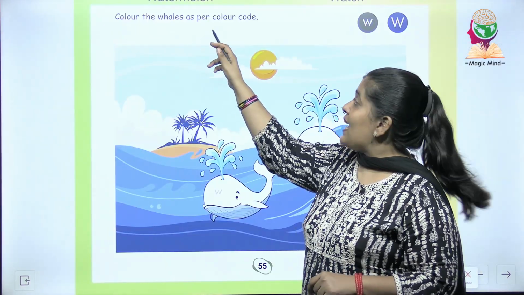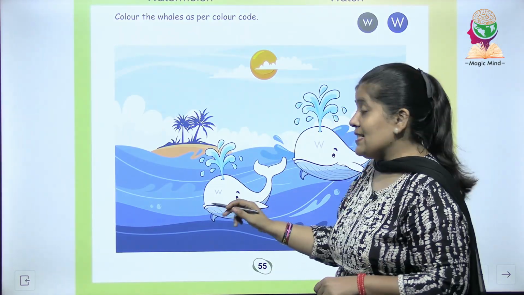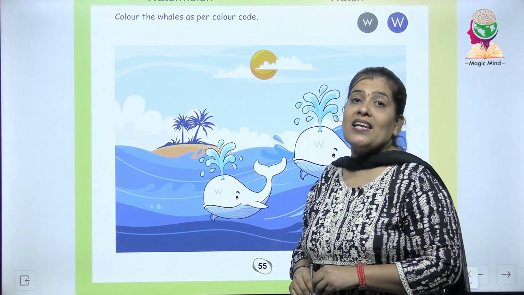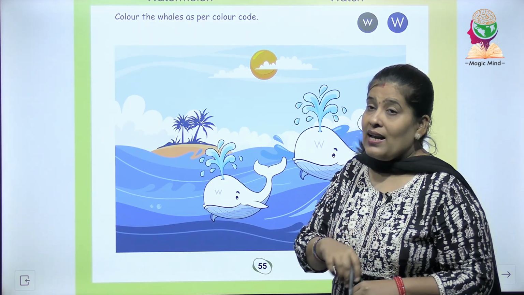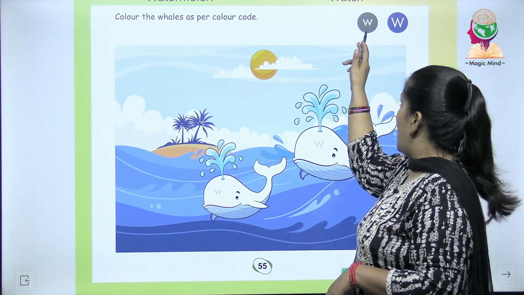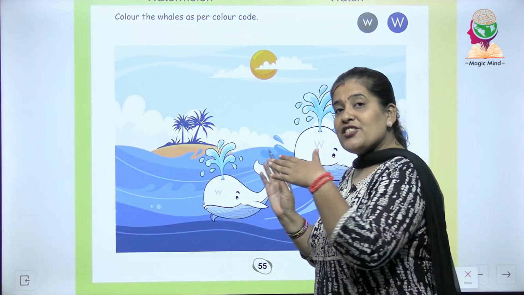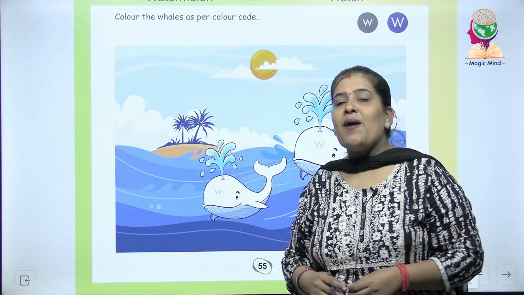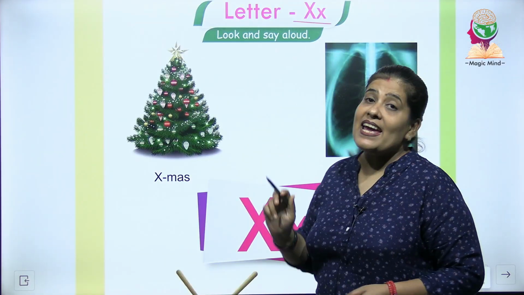Color the vase as per color code. Now you have to color the vase as per the given color code. For capital W, you will use blue color and for small letter w, you will use green color. So dear kids, this coloring part you have to do by yourself. Now the next letter is letter X.